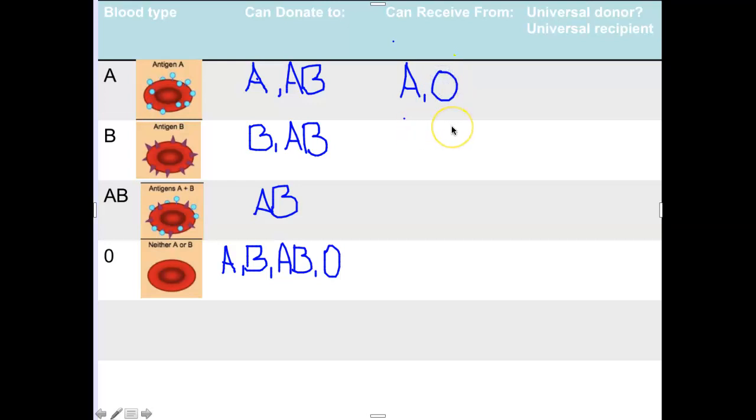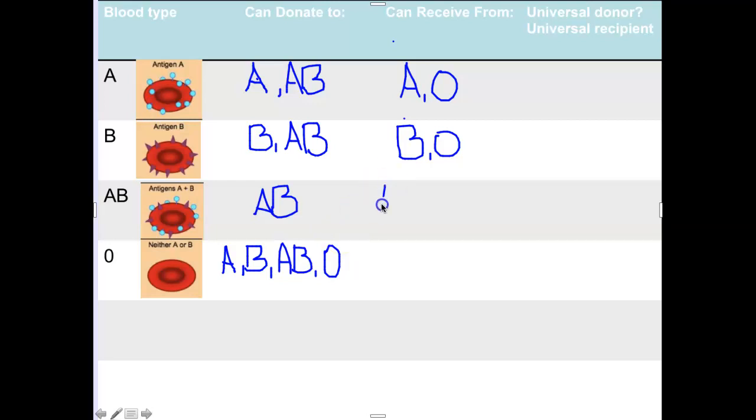Type O doesn't have any antigens on the surface, and so your body will not reject anything foreign. There's nothing foreign to reject. Let's look at type B. If you're a type B, then you can receive from B, and you can also receive from O, right? Same rationale. If you're type AB, who can you receive blood from?